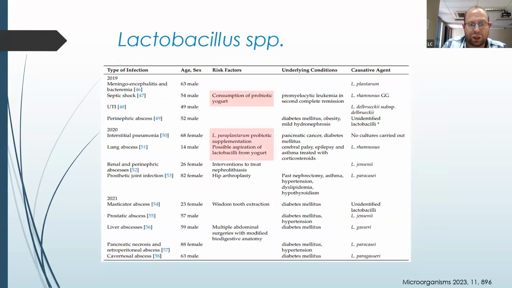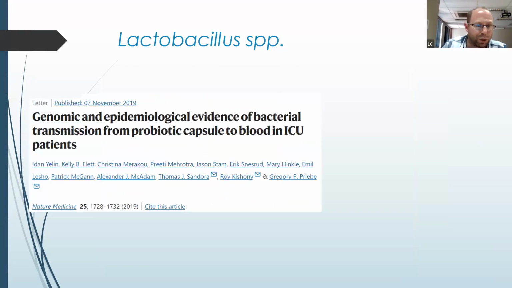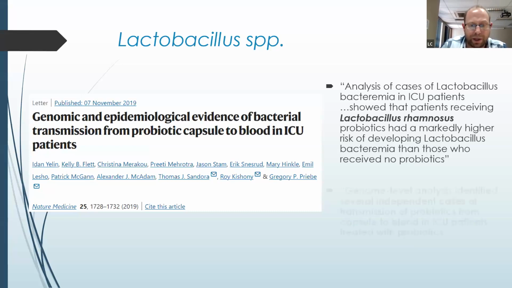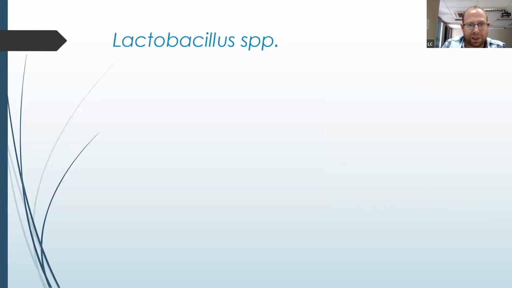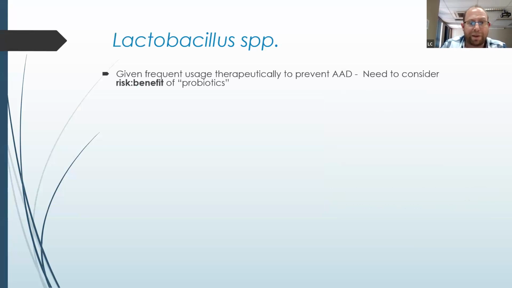And again, this association was proven in at least one study looking at the number of cases of lactobacillus bacteremia in an ICU setting, and actually correlating the probiotics these patients were given to the recovered organisms from the bacteremia, and genome-level analysis identifying that these were indeed the same organisms. And again, that leads us to the discussion on probiotics, where given their frequent therapeutic usage to prevent diarrheal disease with antibiotics, you need to think of the risk-benefit of the use of probiotics.